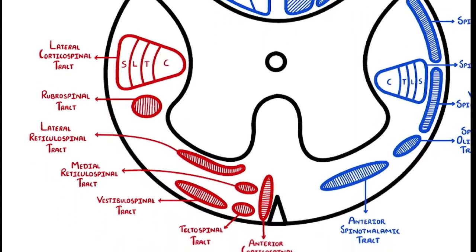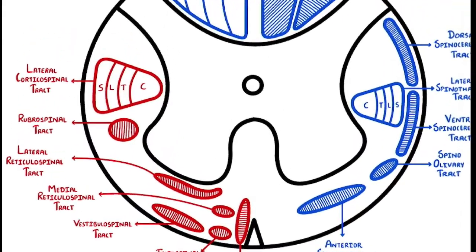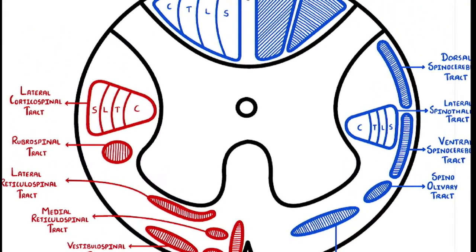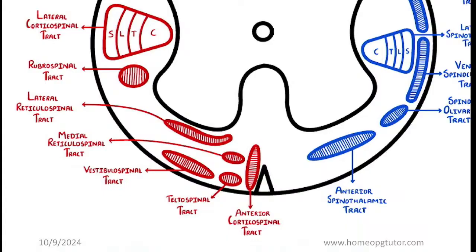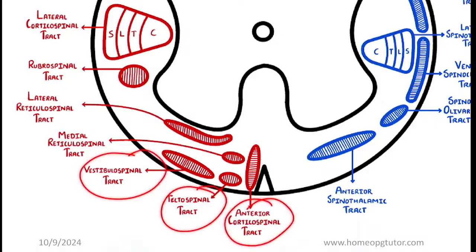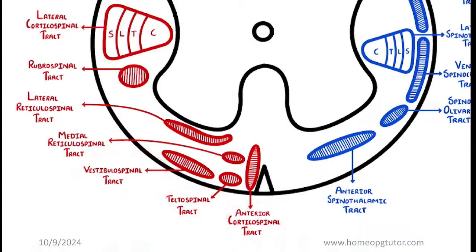Apart from that, we can see the ventral white column tracts. Nothing is there in the upper part. Now the lateral column is done, let us see the ventral column. In the ventral column, we have a lateral reticulospinal tract, a medial reticulospinal tract, a vestibulospinal tract, a tectospinal tract, as well as an anterior corticospinal tract. Now we'll see the functions of these in detail, but for now, remember these are the descending motor tracts.